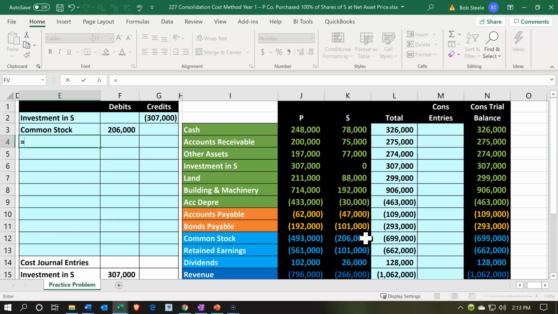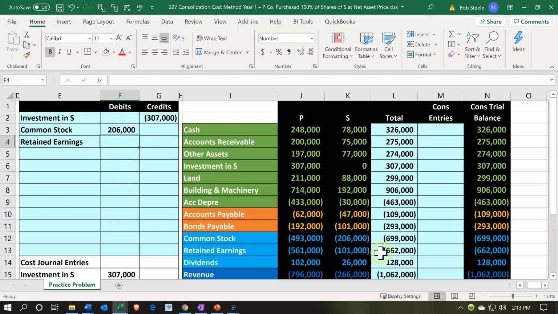And then we have the other side being retained earnings. So there's the retained earnings. And once again, that's a credit over here. So we're going to do the opposite thing to it, which will be a debit. So we're going to debit that.